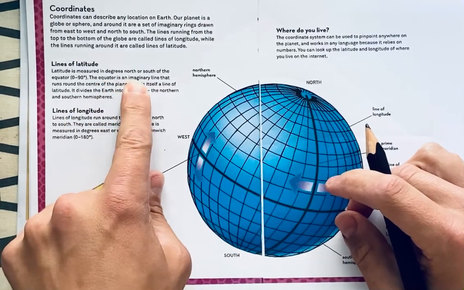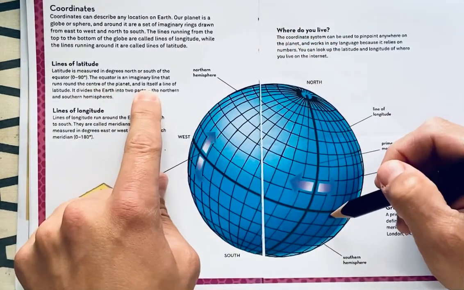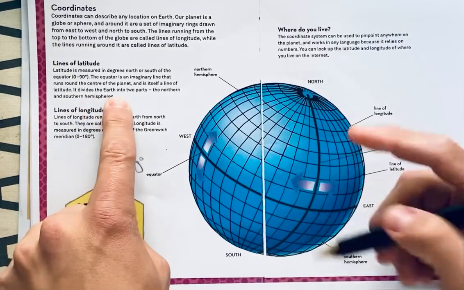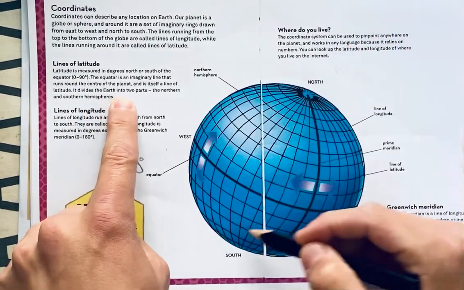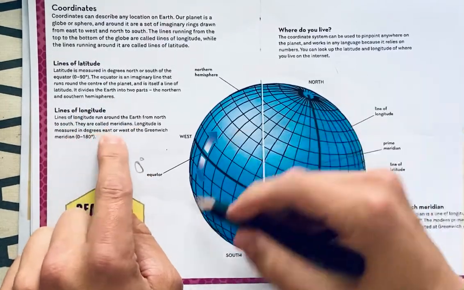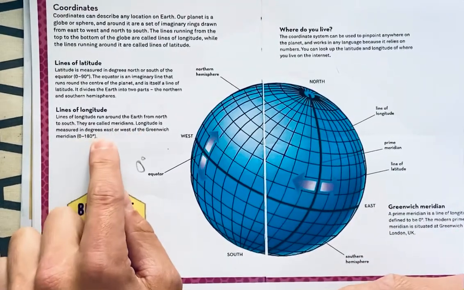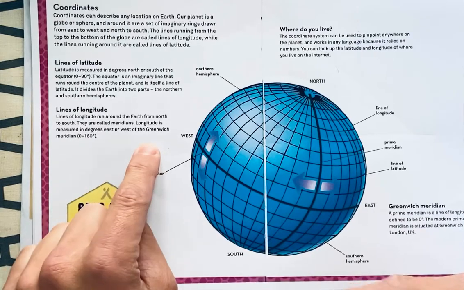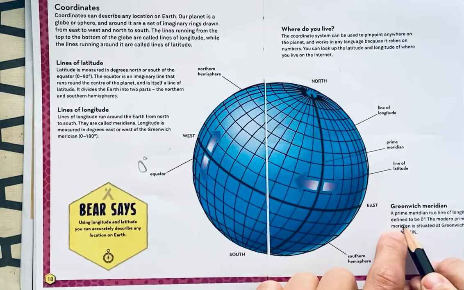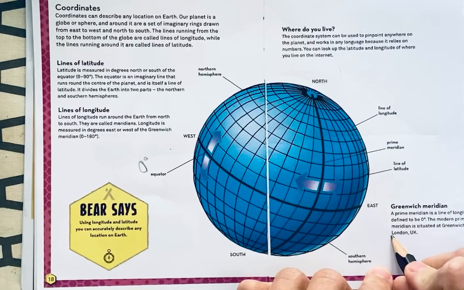The equator is an imaginary line that runs around the center of the planet, and is itself a line of latitude, 0. It divides the Earth into two parts. We have the Northern Hemisphere and the Southern Hemisphere. Lines of longitude run around the Earth from north to south, as we talked about. They are called meridians. Longitude is measured in degrees east or west of the Greenwich meridian. Greenwich is the prime meridian and is the line of longitude defined as 0. The modern meridian is situated in Greenwich in London, United Kingdom.